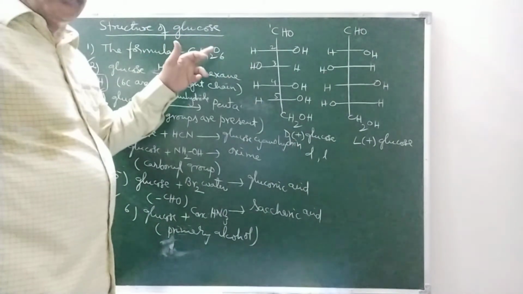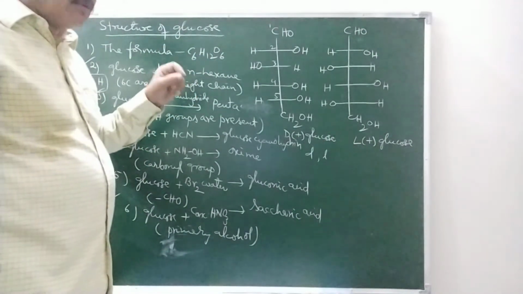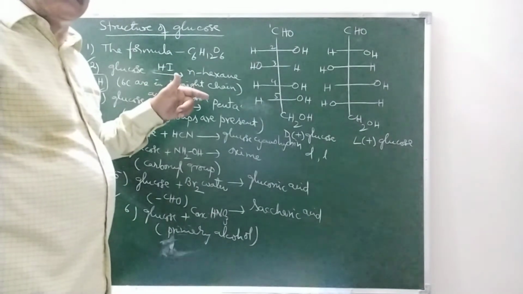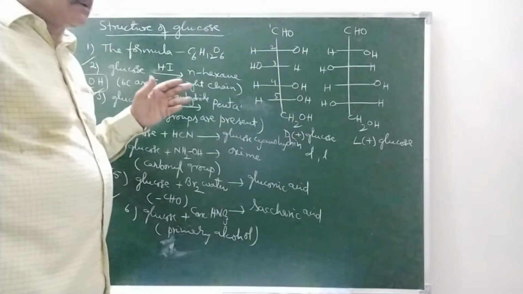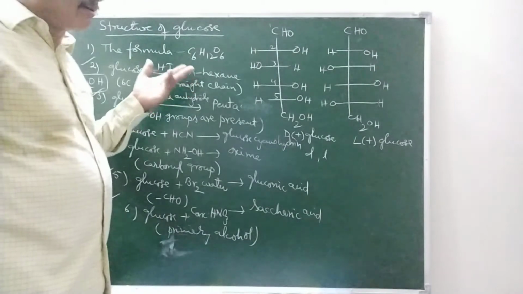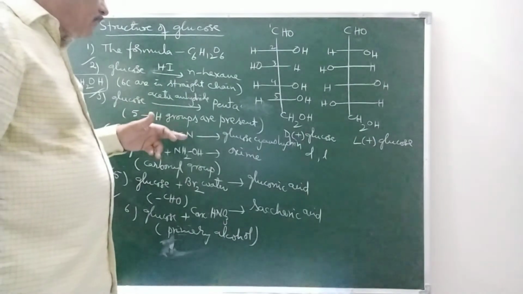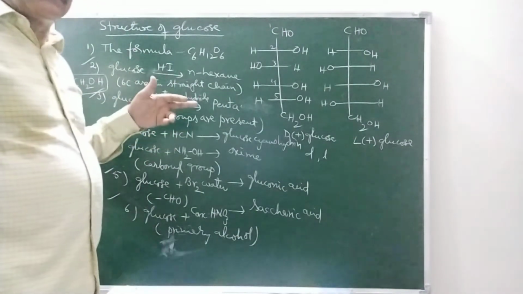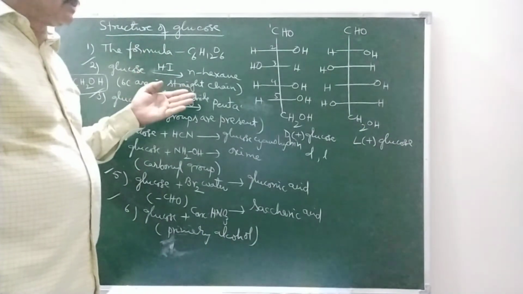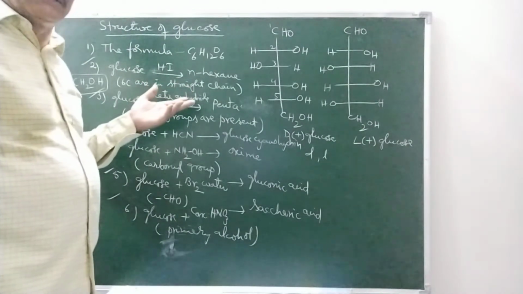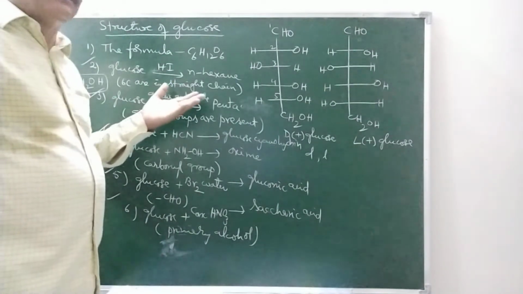If this is the Fischer projection formula of glucose, then why, though it contains an aldehyde group, can it not react with sodium bisulfite, ammonia, and Schiff's reagent? It reduces Tollens reagent. Why can it not reduce Schiff's reagent? Second, why does glucose pentaacetate, which contains a CHO group, not act as a reducing sugar or react with Schiff's reagent? And it shows mutarotation. Why? These are some questions.